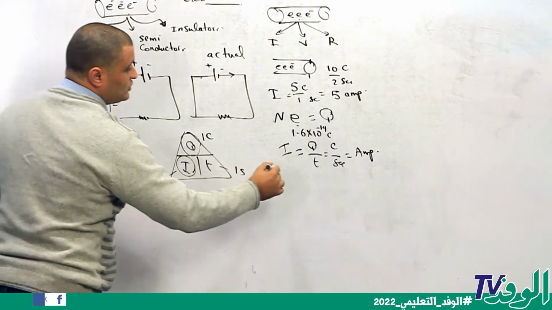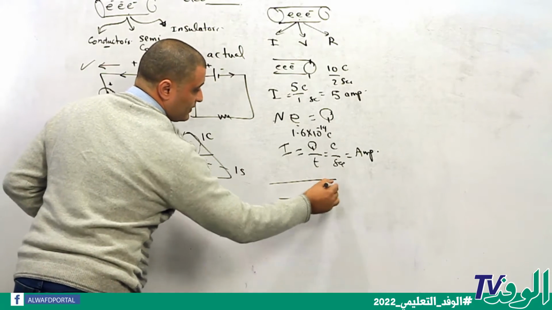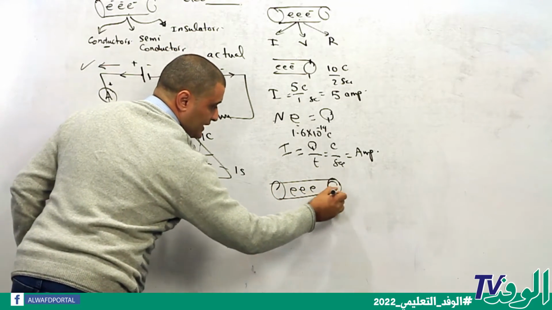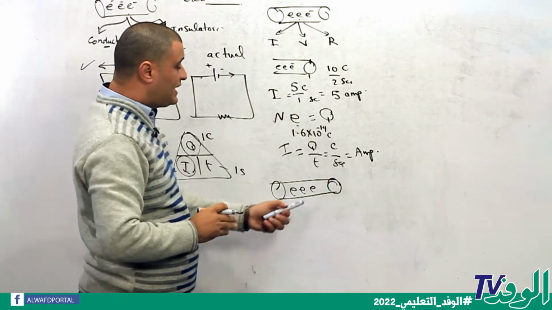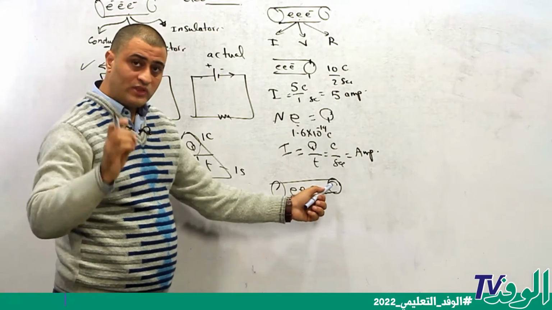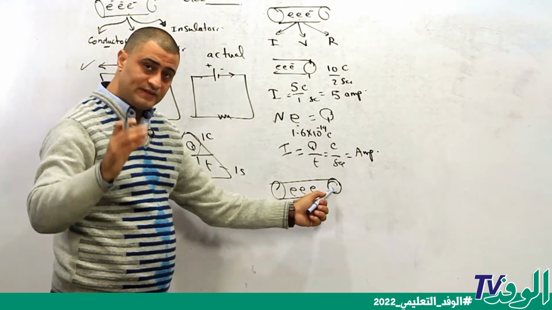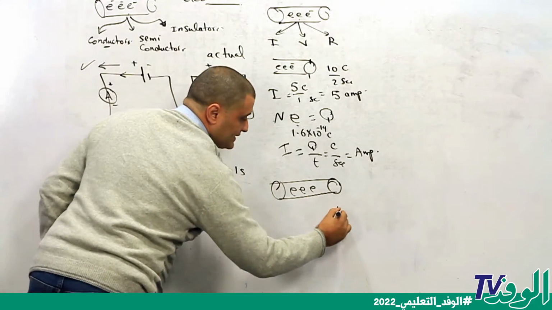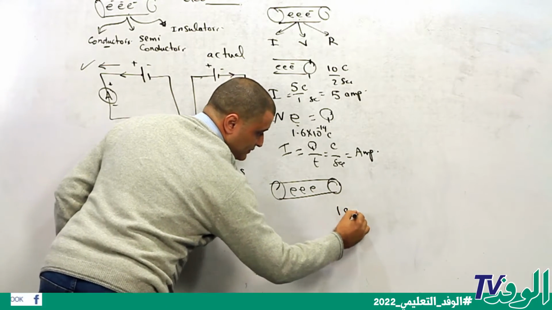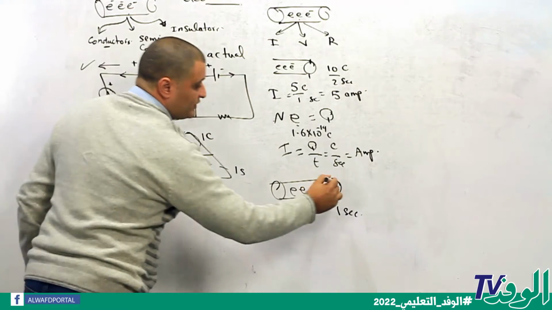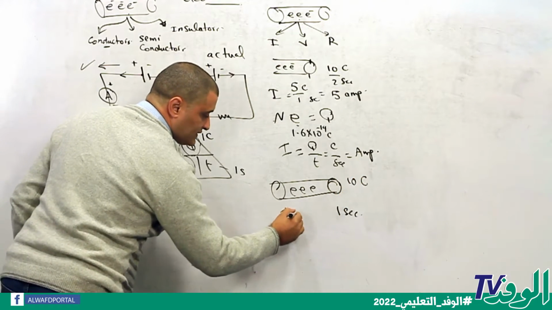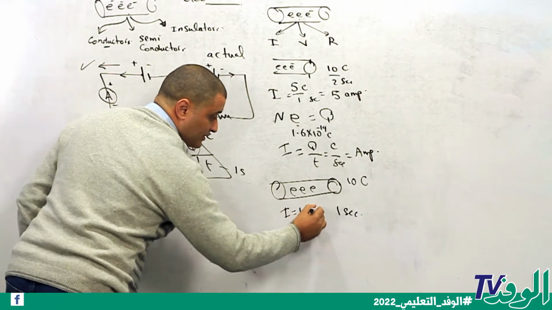Number three, we'll discuss the relation. Suppose we have a wire. This wire contains electric charge, and a certain quantity of charge passes through a certain cross-sectional area in a certain time. Suppose we have 1 second. We have 10 coulomb passing in 1 second, so the electric current intensity will be 10 ampere.